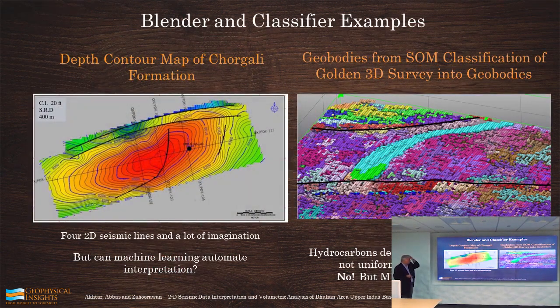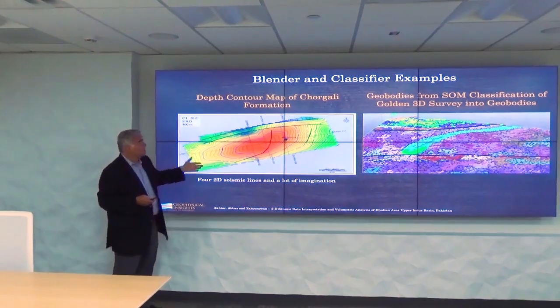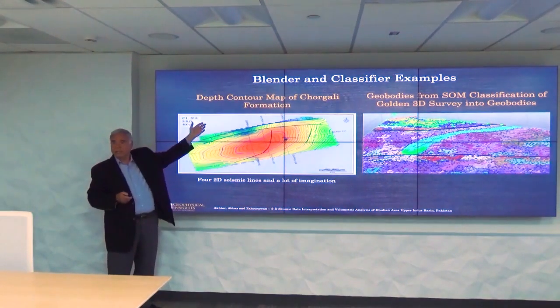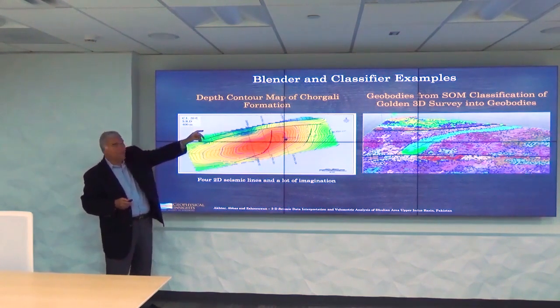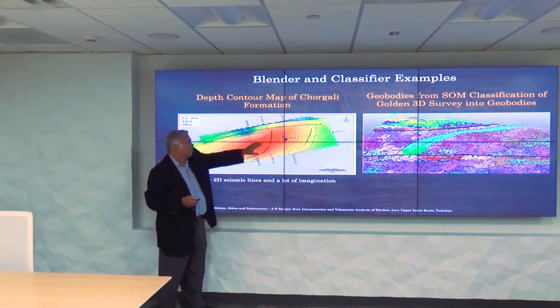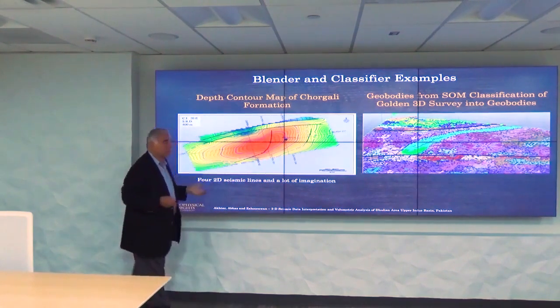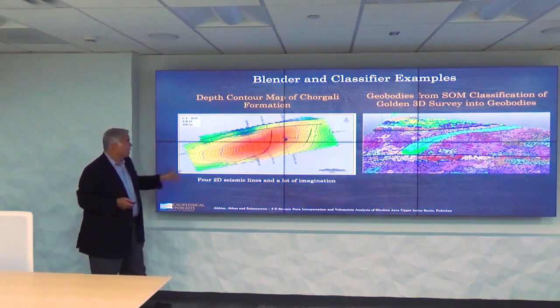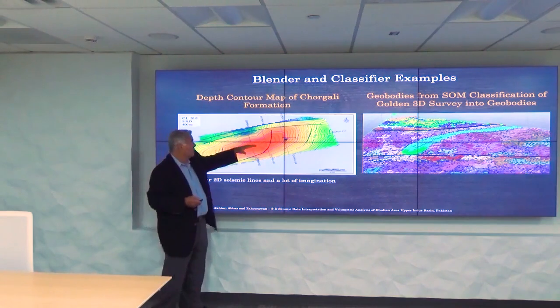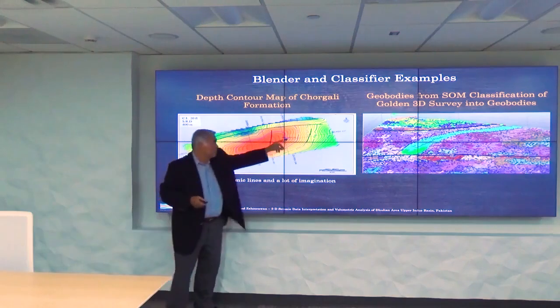Okay, so I want to compare something here with you. Here's an example of blenders and classifiers. And this is small 2D data. Anybody from Pakistan, by any chance? Anybody? Well, I'm going to butcher the name of this formation. I think it's Chorgali, the Chorgali Formation. And these are depth contours. You can see that we have a little structural high right here, and there's a fault coming through here, and this was all put together with a whole lot of creation, a whole lot of imagination on a series of 2D lines. Here's a strike line, and here are some dip lines. Okay, and all this was put together, and here's where they drilled.